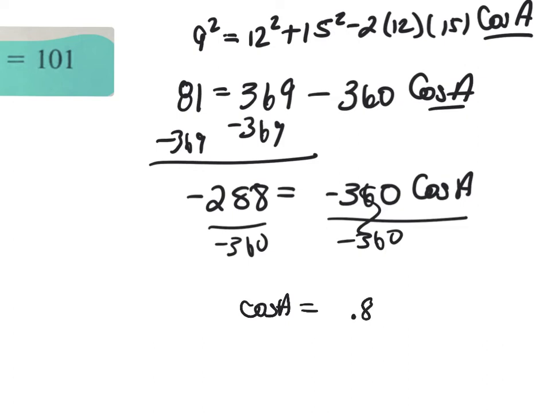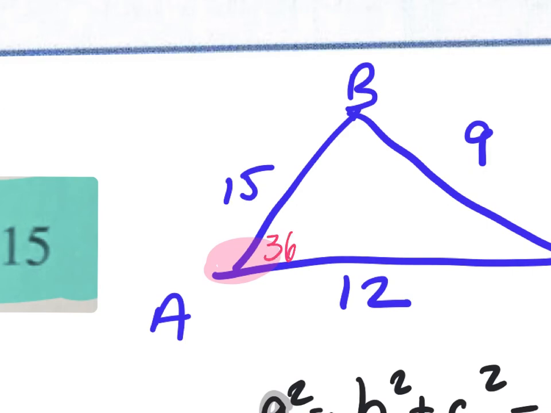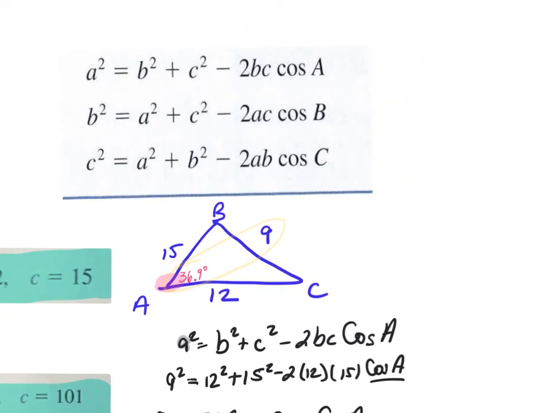Now I don't want the cosine. I want the actual angle measure. So I'm going to do second cosine, arc cosine, which is what you do to one side, do to the other. So angle A is actually 36.9 degrees. So if angle A is 36.9, we can either do the law of cosines again, or we can just jump to the law of sines because I have a side length and its corresponding angle. I'm going to do that because I think that's a little easier on us.